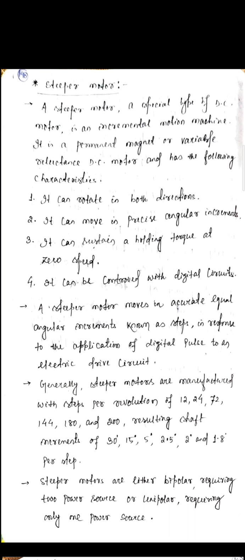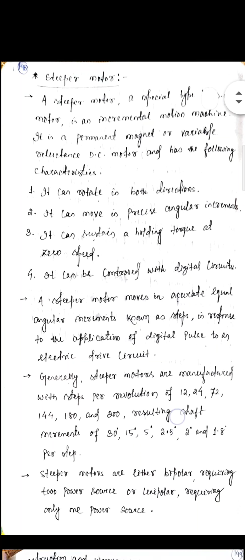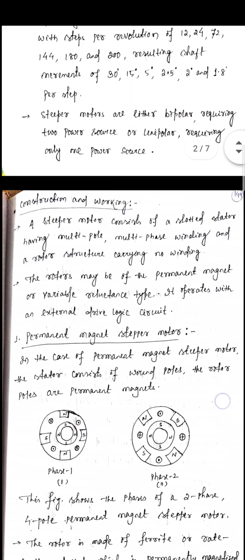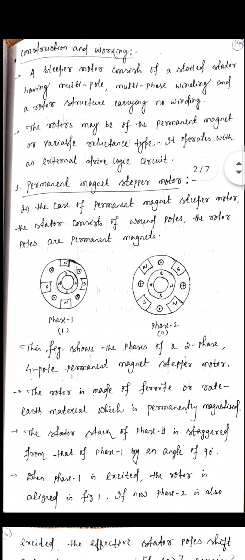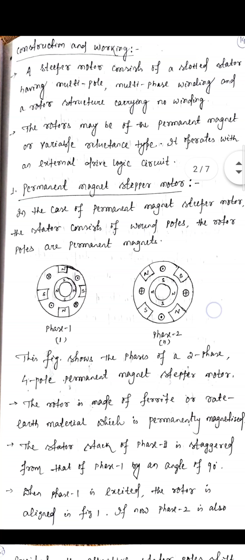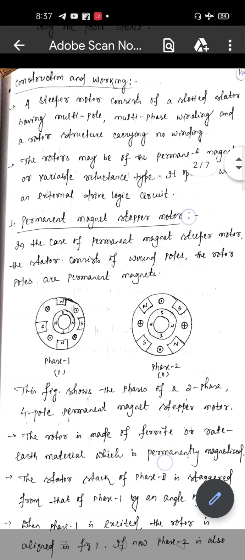Stepper motors are either bipolar, meaning they require two power sources, or unipolar, meaning they require only one power source. Next, we move to the construction and working of the stepper motor, then we'll go to the PM stepper motor. See here the construction and working of the stepper motor.